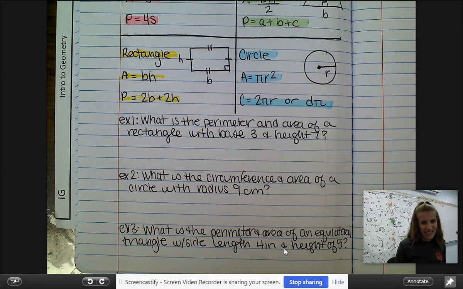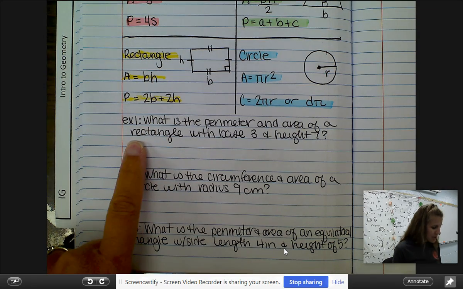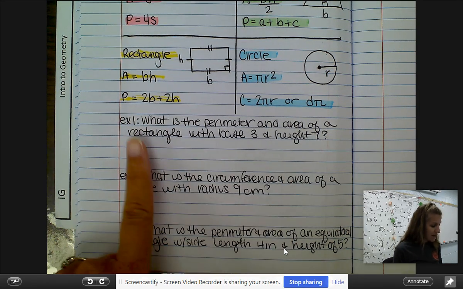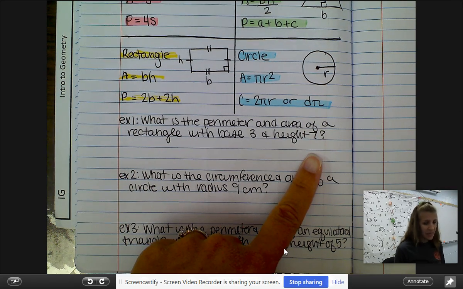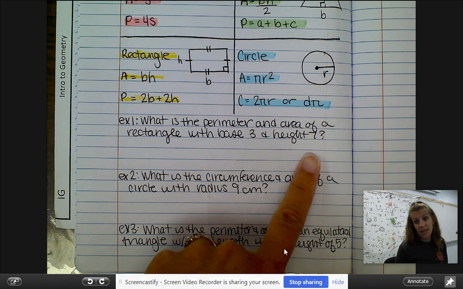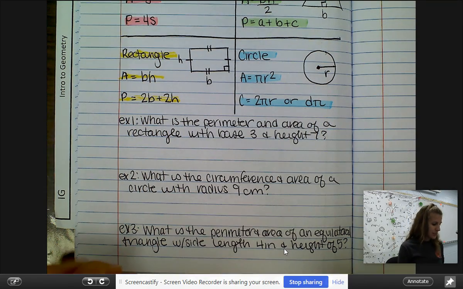Okay, let's do these 3 examples together. So number 1, what is the perimeter and area of a rectangle with a base of 3 and a height of 7? Now, when they don't specify the units, I always just put units squared or units for perimeter.